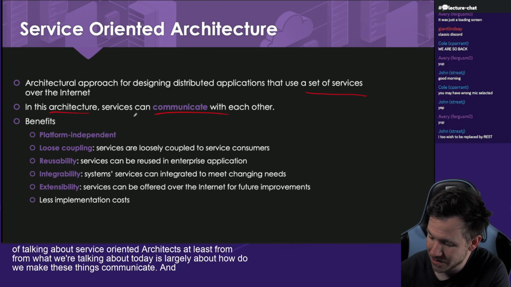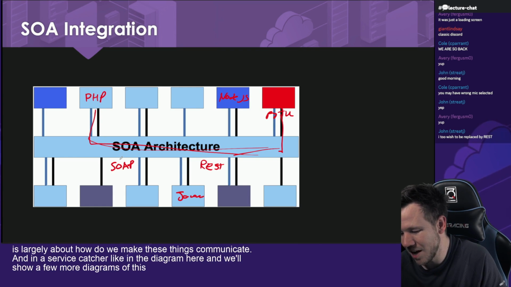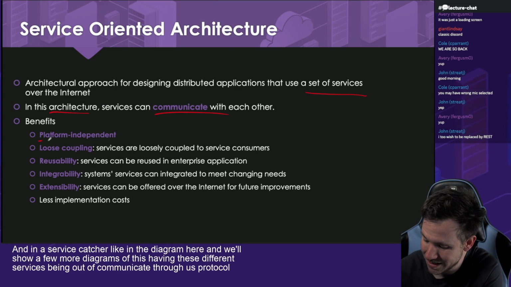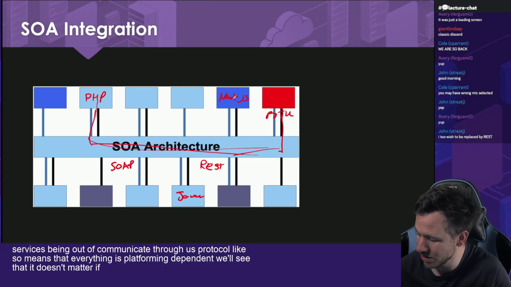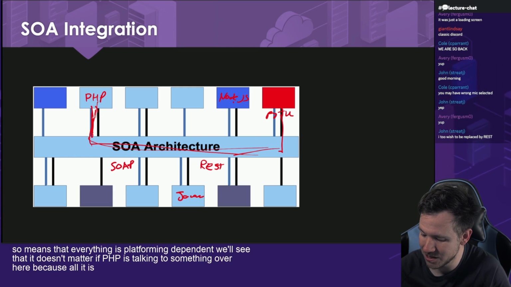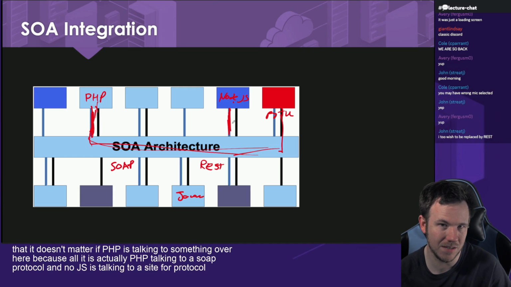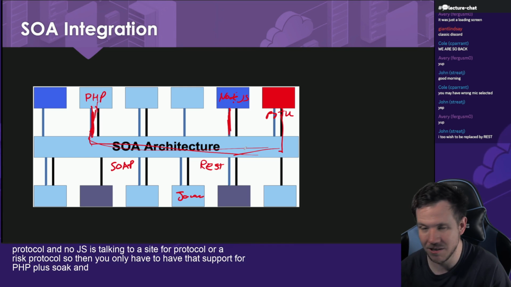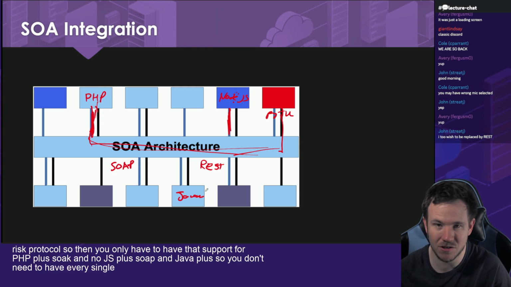And in a service-oriented architecture, like in the diagram here, and we'll show a few more diagrams of this, having these different services being able to communicate through a protocol like SOAP means that everything is platform independent. We'll see that it doesn't matter if PHP is talking to something over here, because all PHP is actually talking to is a SOAP protocol, and Node.js is talking to a SOAP protocol or a REST protocol. So then you only have to have that support for PHP plus SOAP and Node.js plus SOAP and Java plus SOAP. You don't need to have every single pair of these that want to talk to each other.